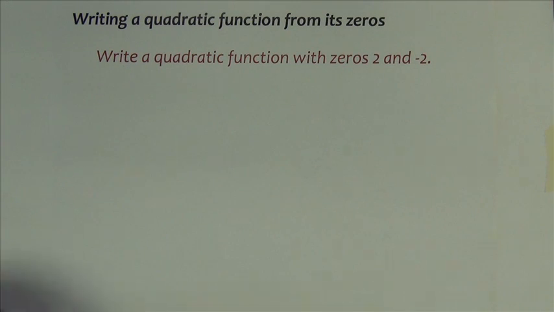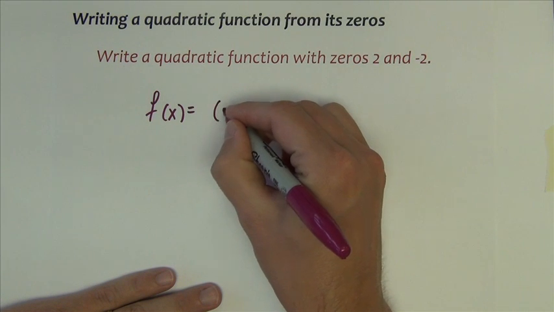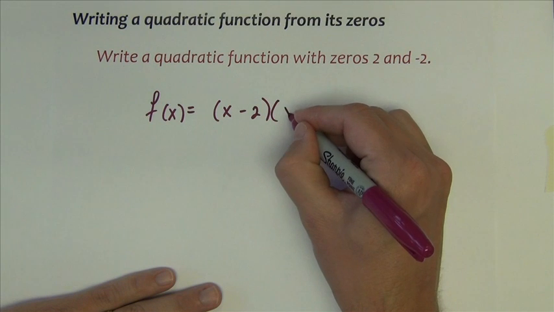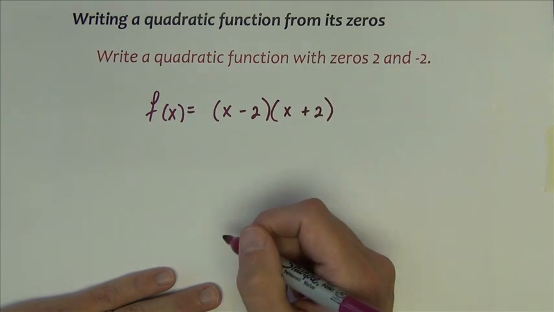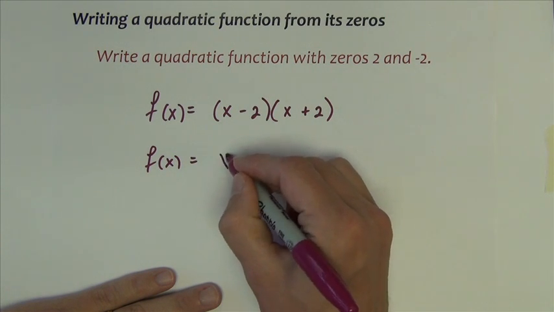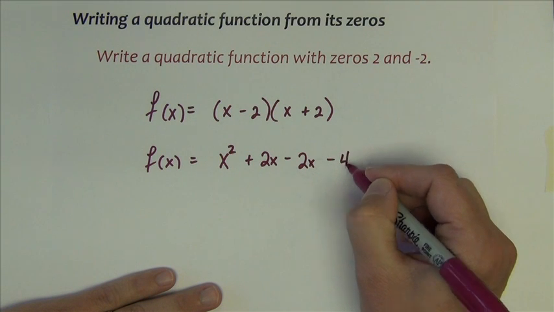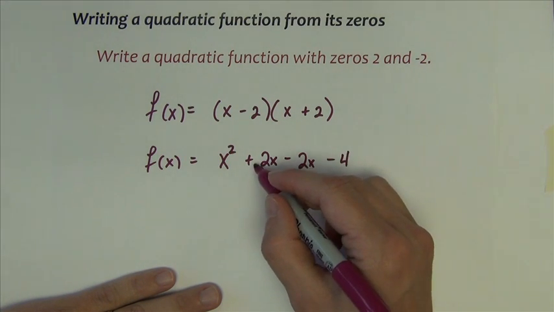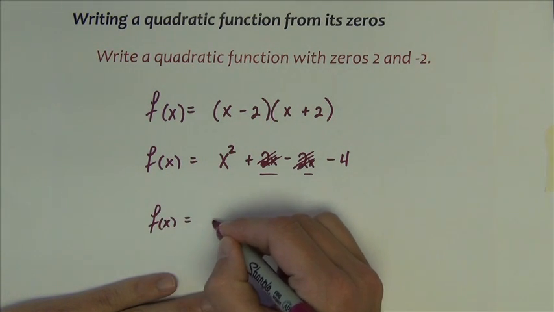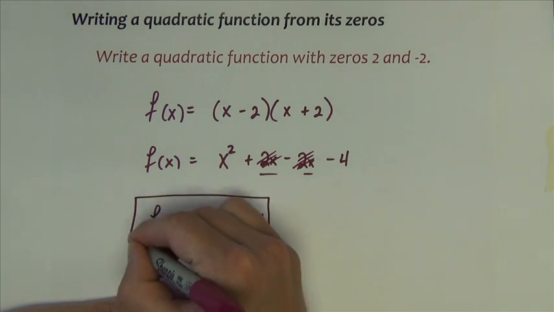One more example, same directions. Write a quadratic function with zeros +2 and -2. The +2 would be an x minus 2 factor. The negative 2 would be an x plus 2 factor. If I then FOIL these together, we get x squared plus 2x minus 2x minus 4. Our like terms in the middle here cancel out. So our function is x squared minus 4. And done.